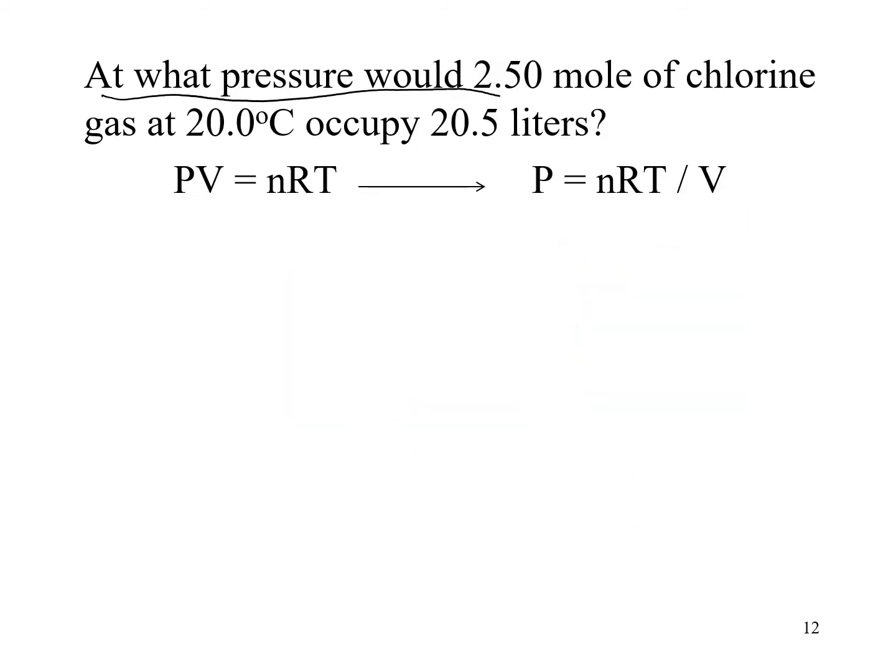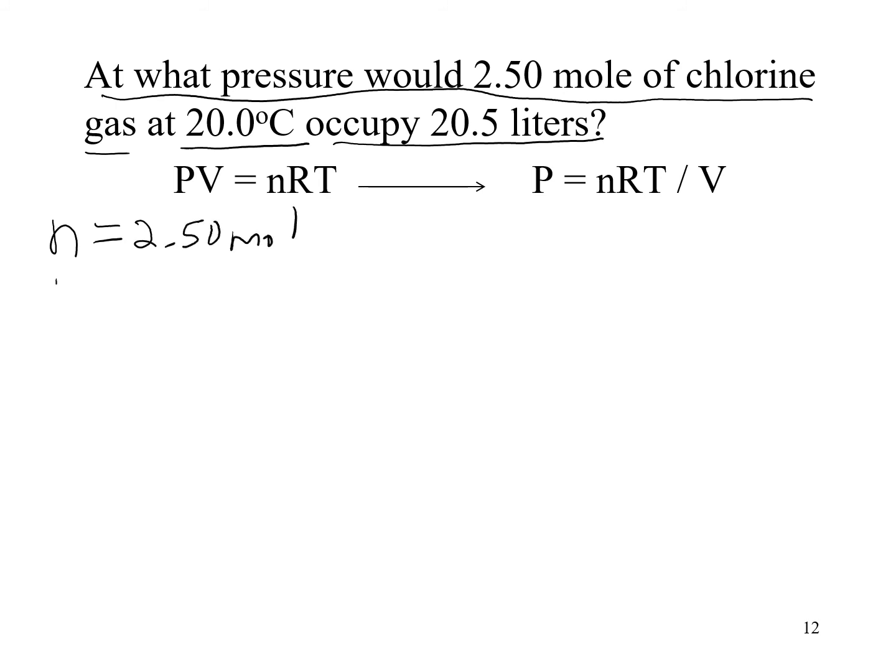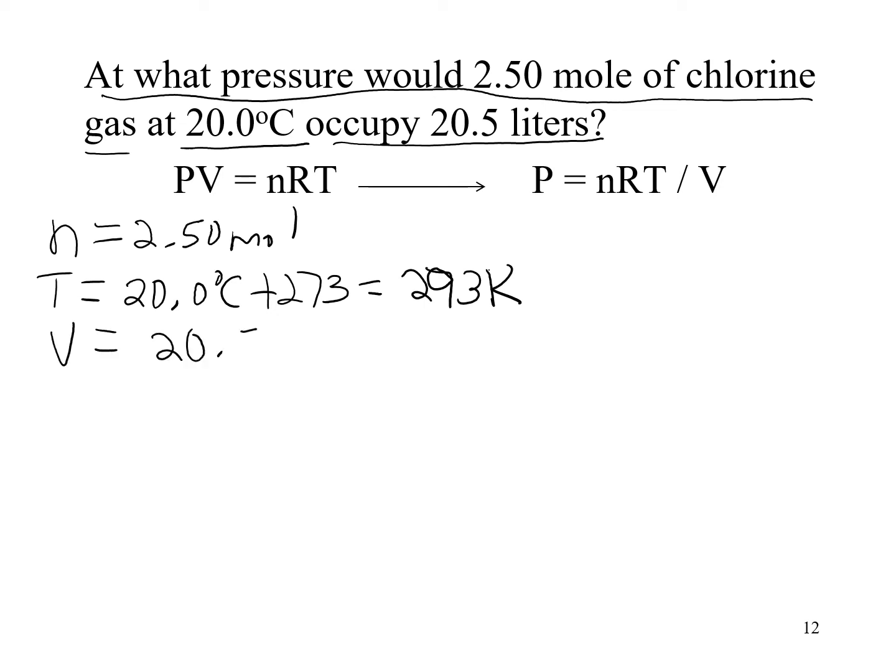At what pressure would 2.5 moles of chlorine gas at 20 degrees Celsius occupy 20.5 liters? We're going to write down what's given. n is 2.50 moles. T is 20 degrees Celsius. We're going to add 273 to give us 293 Kelvin. And volume is 20.5 liters. We are looking for pressure.